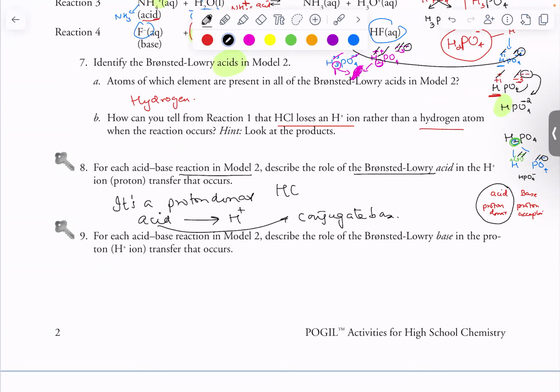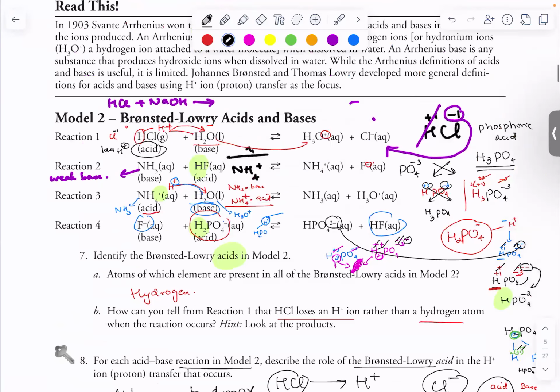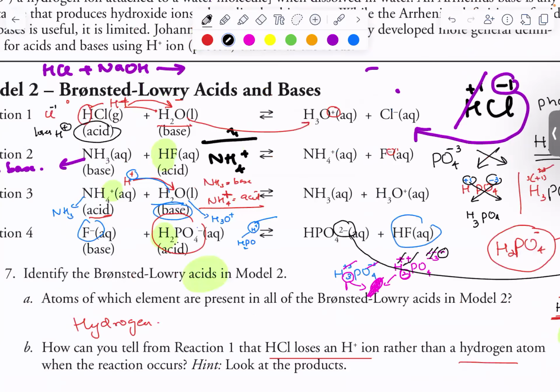HCl. After losing H positive, what will be left? Cl negative. So Cl minus is the conjugate base, HCl is the acid, and then H3O plus would be the base. Sorry, no. H3O plus would be the conjugate base.